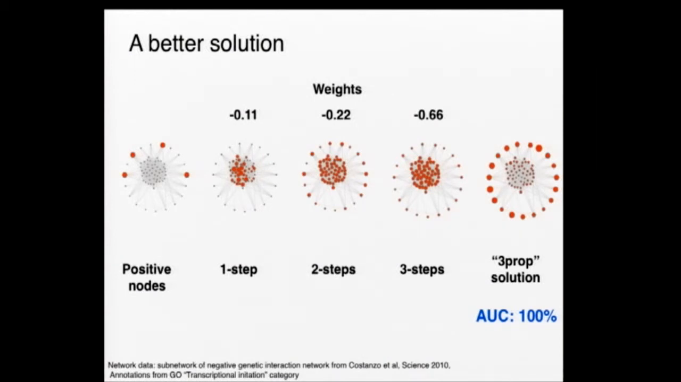And this is an algorithm that we've called 3-prop. So all we do is we assign separate weights to each of the first three random steps, and we set those weights by cross-validation using a linear discriminant analysis. Okay, so obviously I've constructed this example where 3-prop really wins the game.